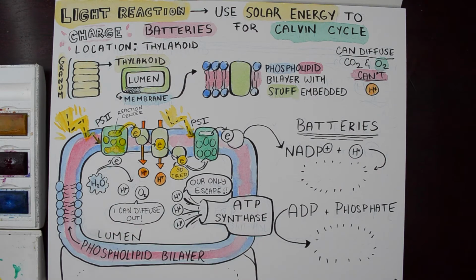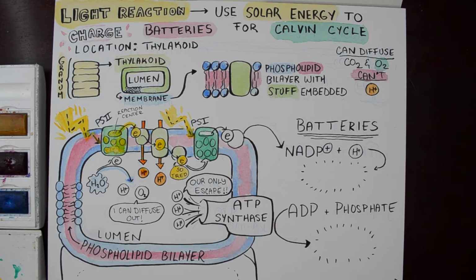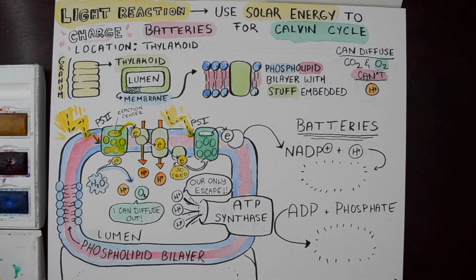Water is going to split into hydrogen ions and a bit of oxygen gas, which can then diffuse out of the thylakoid, out of the chloroplast, and eventually out of the plant where we get to access it. Thanks, plants. From the splitting of water, an electron is also released and replaces the lost one from photosystem 2. At the end of this process, you've now generated a lot of hydrogen ions within the lumen.